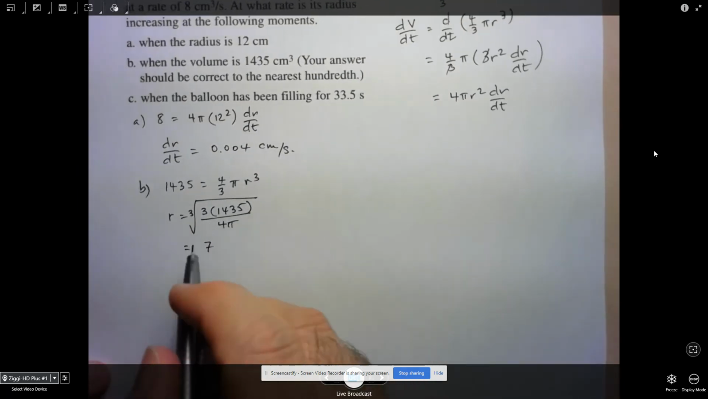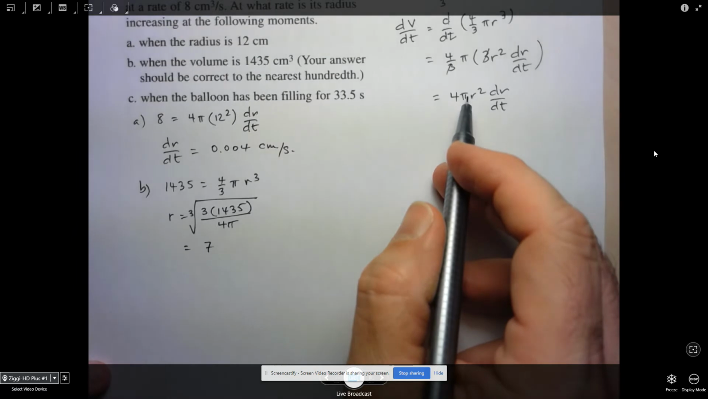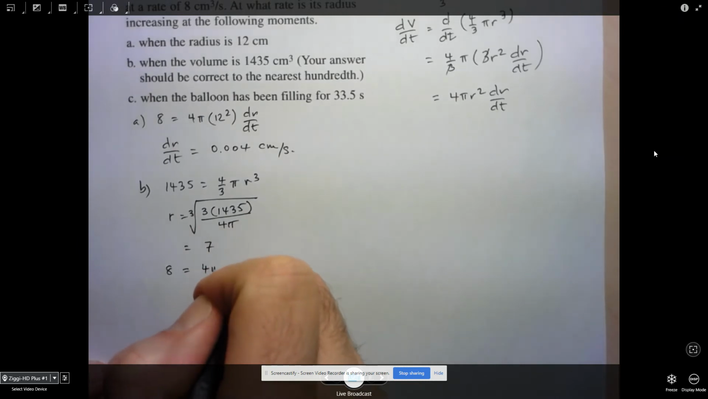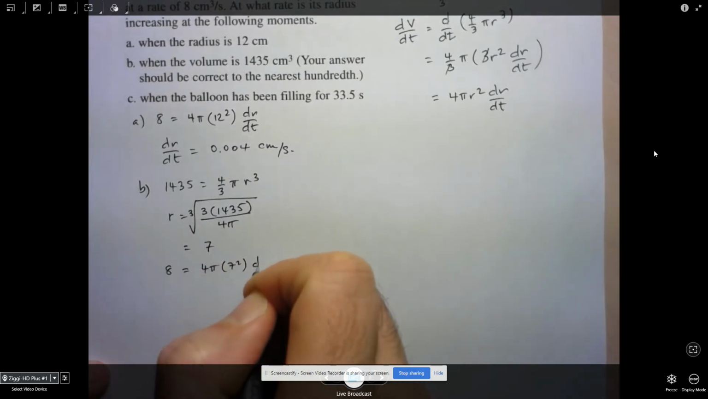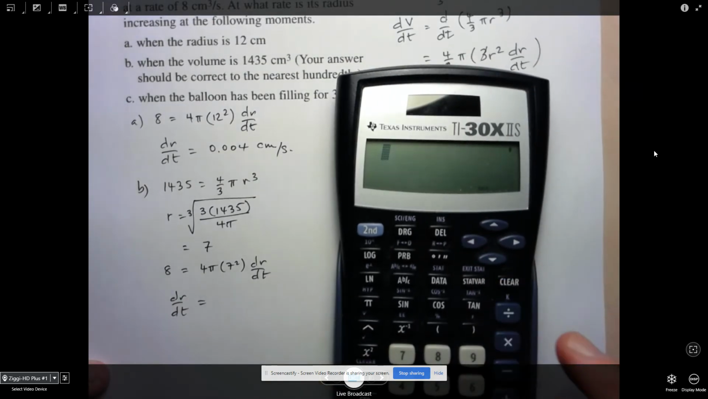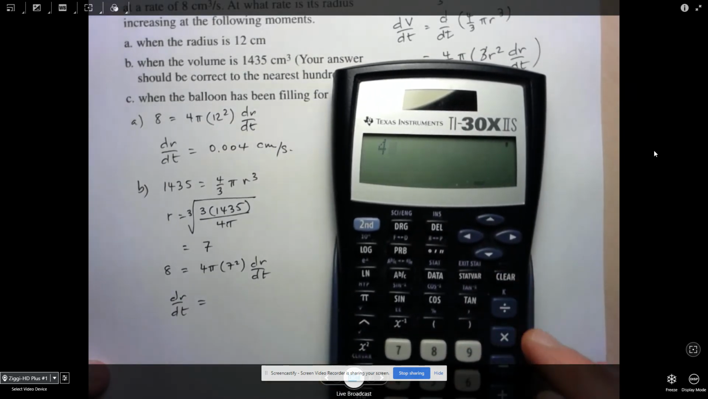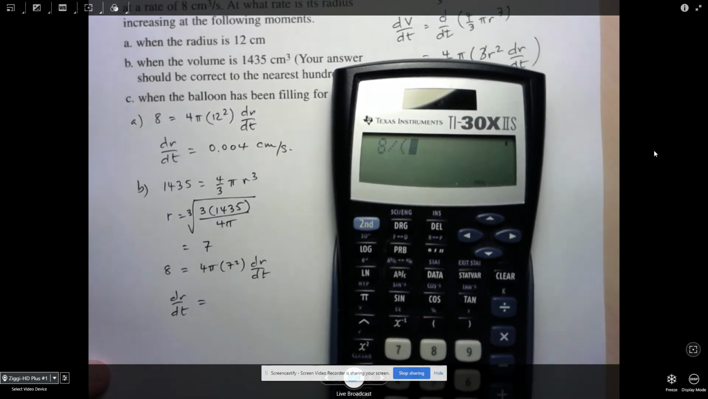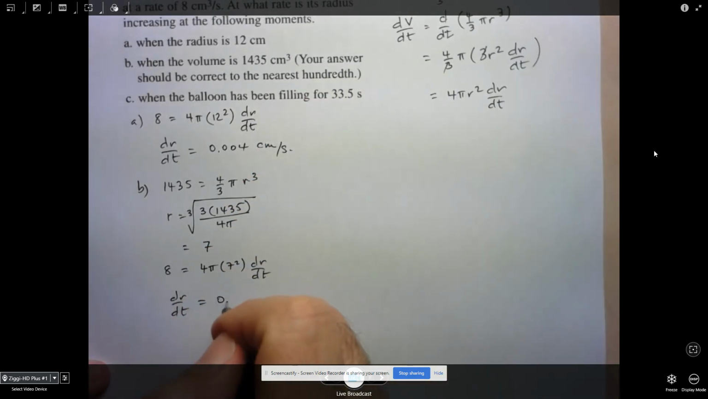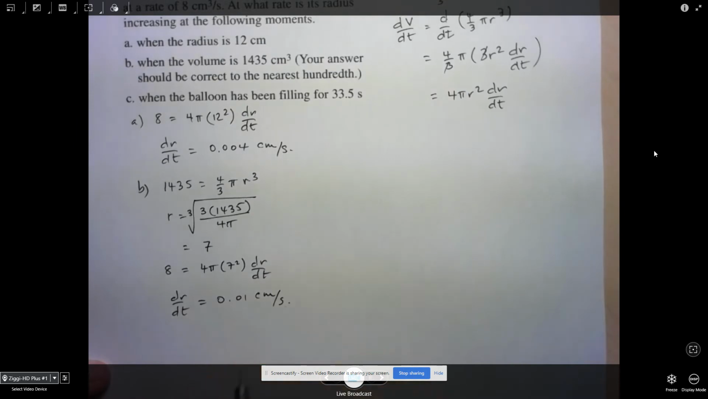Okay, so now we'll input all that along with the other information into our equation here. So we have 8 is equal to 4 pi times 7 squared dr/dt. So dr/dt is just going to be equal to, okay, so what do we have? We have 8 divided by 4 times pi times 7 squared, which is 49. And it looks like we have 0.01. They're asking us to the nearest hundredth. So 0.01 centimeters per second.